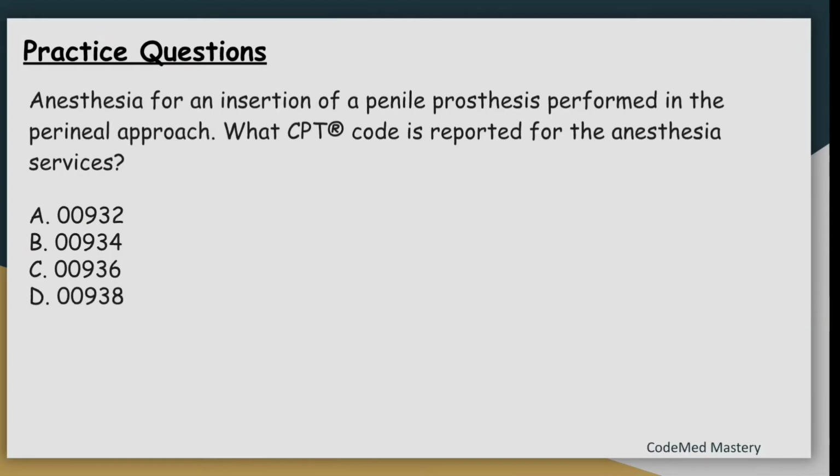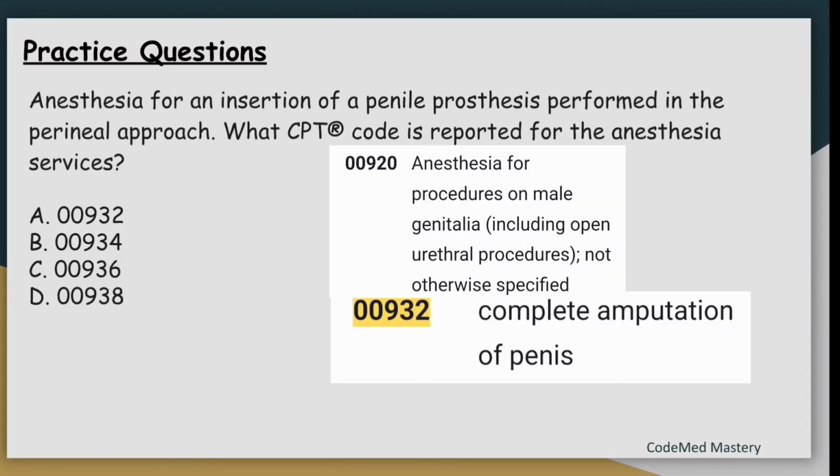Next question. Anesthesia for an insertion of a penile prosthesis performed in the perineal approach. What CPT code is reported for the anesthesia service? Check option A, 00932. The parent code for 00932 is 00920. So 00932 refers to anesthesia for procedures on male genitalia, complete amputation of penis.